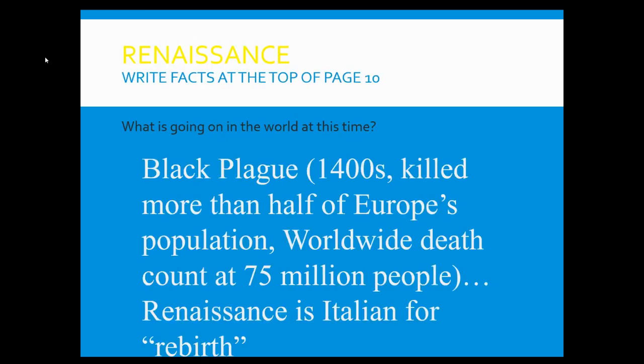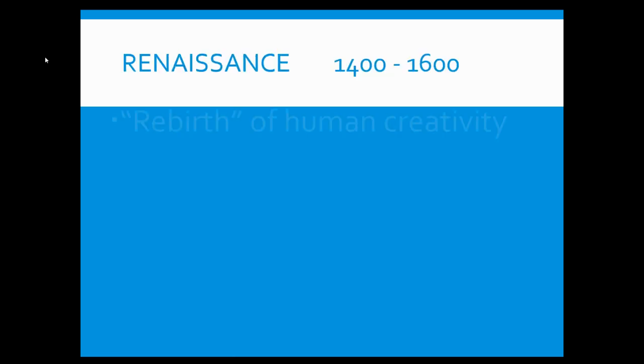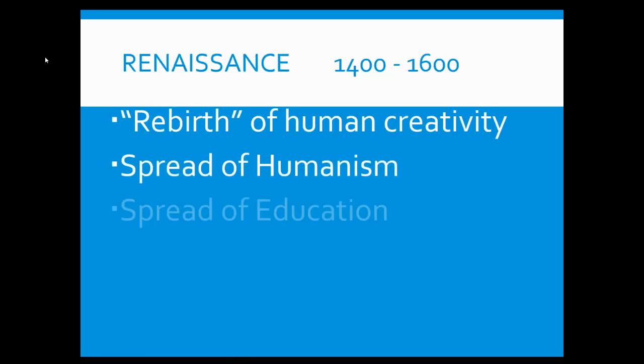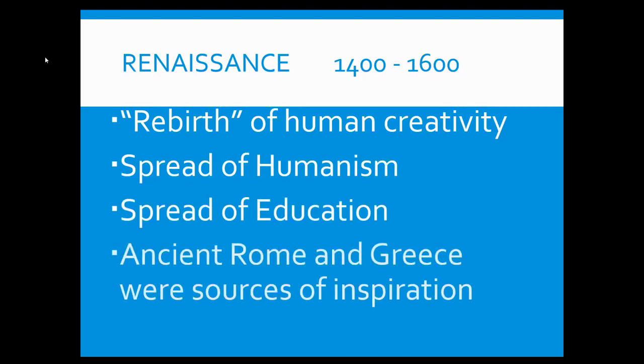So, just a few things, and don't write this down yet. At this time period, we're going to talk about the Renaissance first. The Black Plague has just happened, 1400s. It killed more than half of Europe's population. The worldwide death count is 75 million. And then the Renaissance is coming in, and it's supposed to be kind of a rebirth of everything. It's trying to circle back to normal life. So that's a rebirth of human creativity. They're trying to spread humanism, and education is starting to grow. And then ancient Rome and Greece were sources of inspiration for everything that they wanted to do.